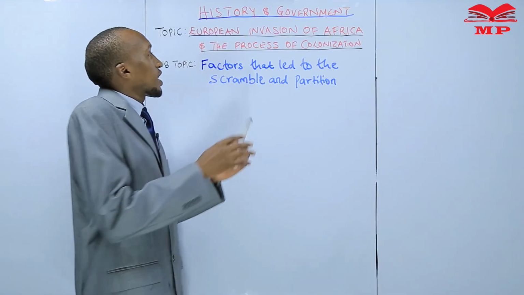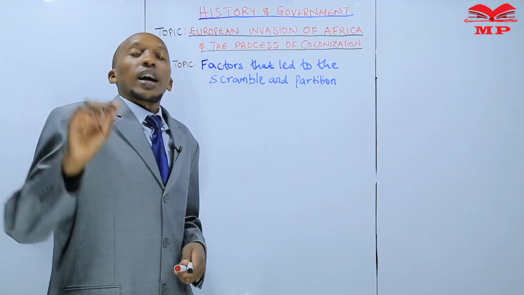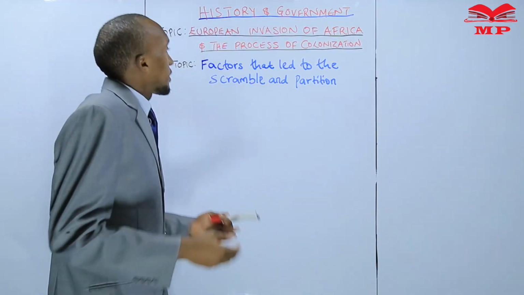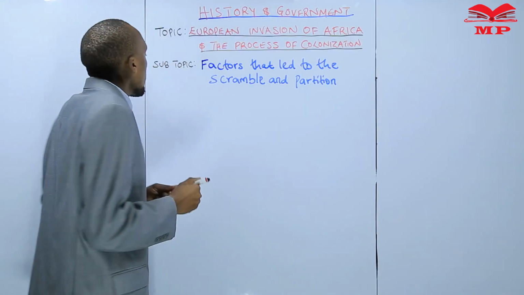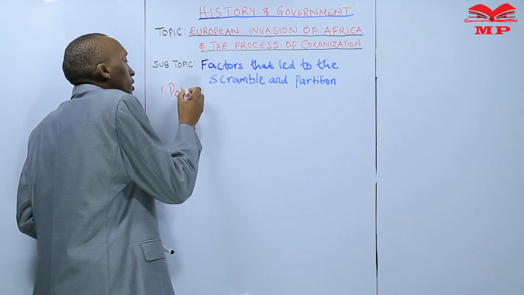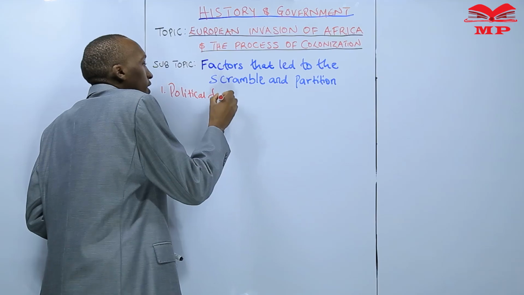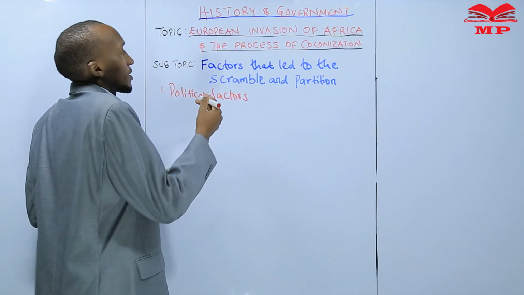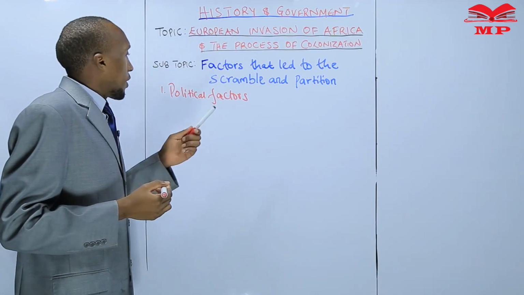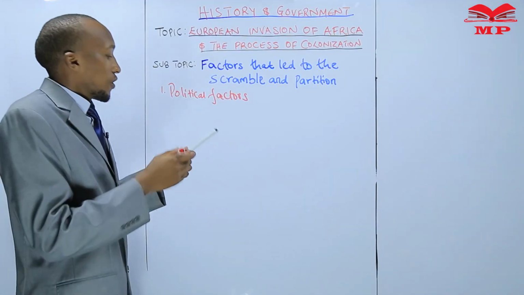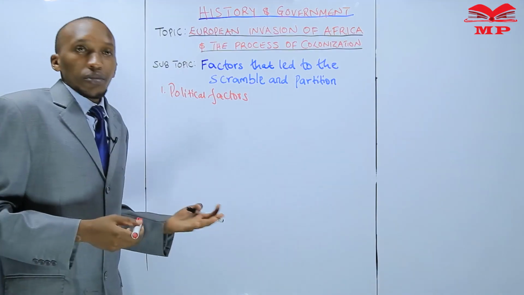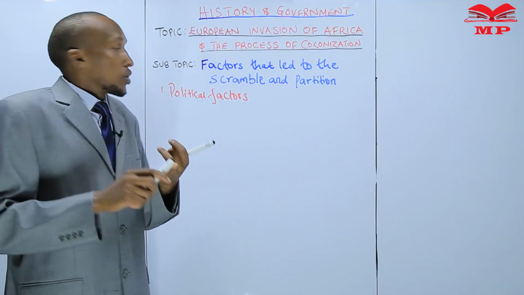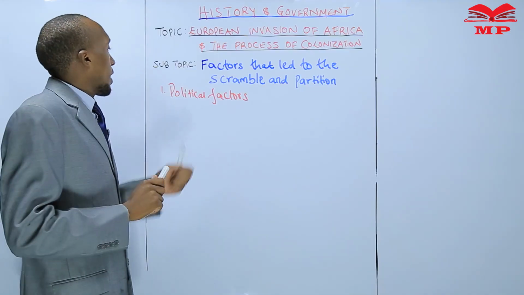So, my dear learner, we have categorized these factors. And remember, they are categories. The first category that we looked at was the political factors. This is not a factor for colonization. It is a category of the factors that led to the scramble and partitioning of Africa. Under political factors, we mentioned the unification of Germany, militarism, and nationalism.